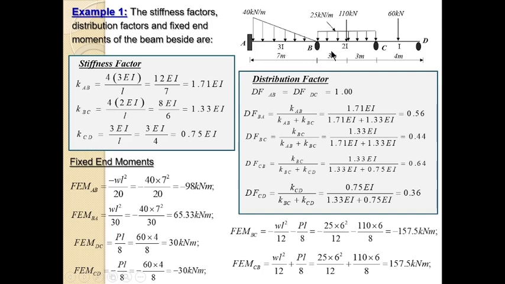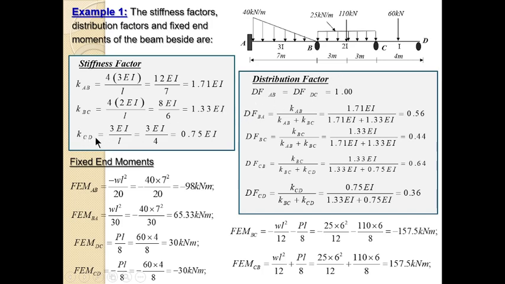For span BC here, the moment of inertia is 2I. It is continuous at this place, so it is considered to be fixed at both ends. For that, we are going to use 4EI over L. That's why we have 4. The 2 here is because the moment of inertia is 2I. So we have 4 times 2EI all over L. If you calculate that, the stiffness for that span is 1.33 EI.